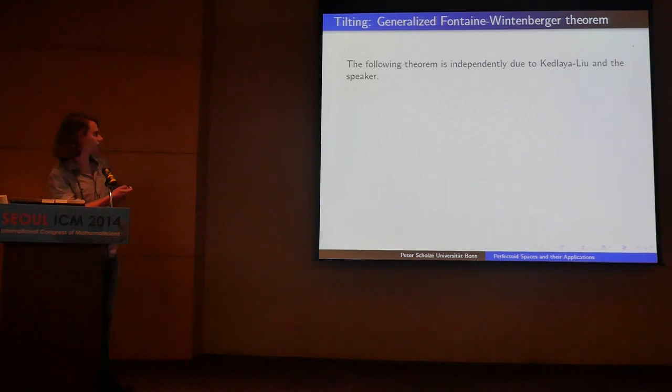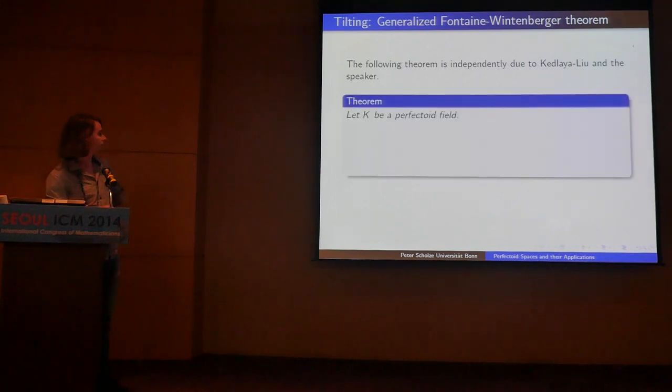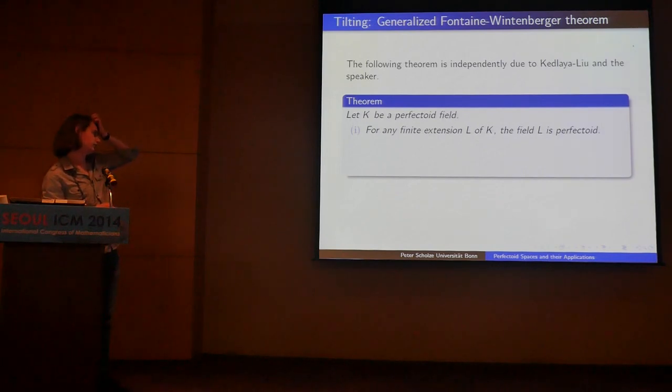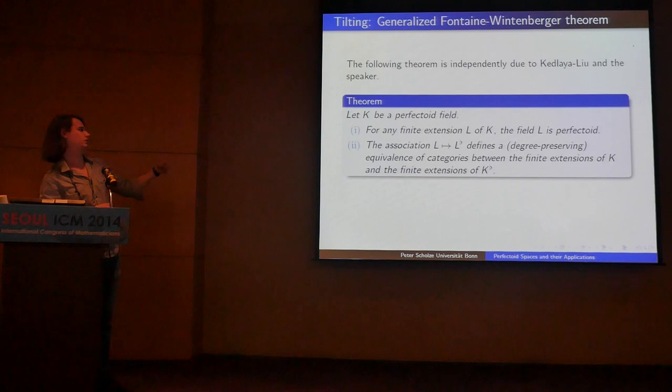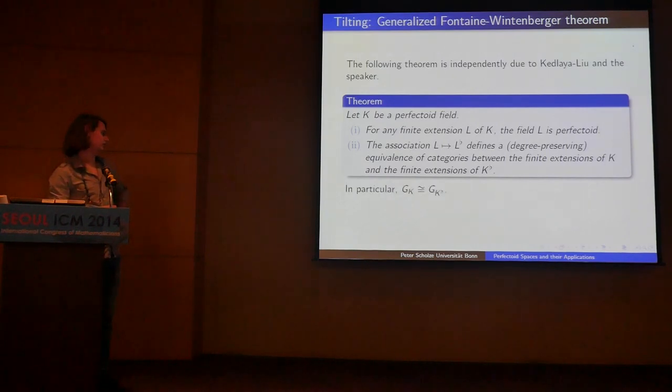And so the following theorem, which generalizes this, was observed independently by Kedlaya and Liu and the speaker. So take any perfectoid field K. Then first of all, whenever you have a finite extension of it, it will still be perfectoid. And so this means that again, you can apply this tilting functor to it. You get a perfectoid field L flat, which is now an extension of K flat. And this defines an equivalence of categories between the finite extensions of those two fields. It also preserves the degree and so on. Preserves all the structure. And so this implies in particular that the absolute Galois groups of these two fields are isomorphic.